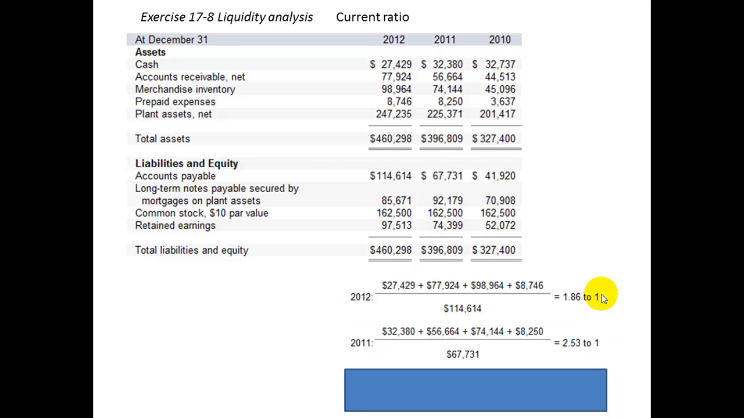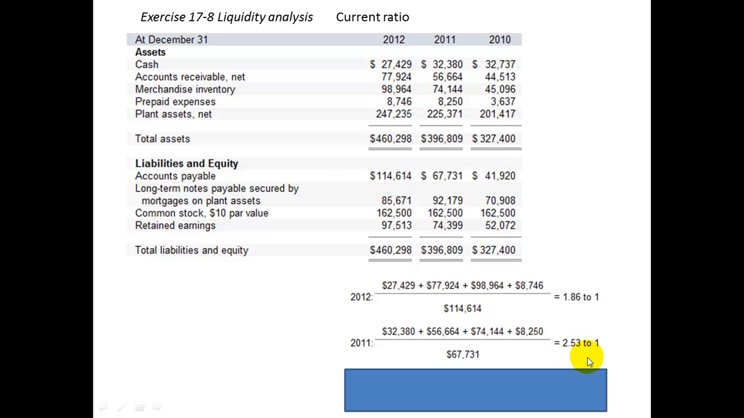2011, same thing. And again, all of our current assets are cash, accounts receivable, merchandise inventory, prepaid expenses, all those on the top divided by current liabilities, which are accounts payable. It looks like it's a little better there, 2.53 to 1. Again, the rule of thumb is 2 to 1, so that's not bad there.